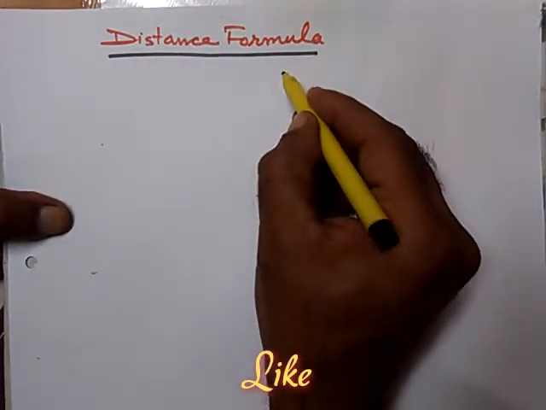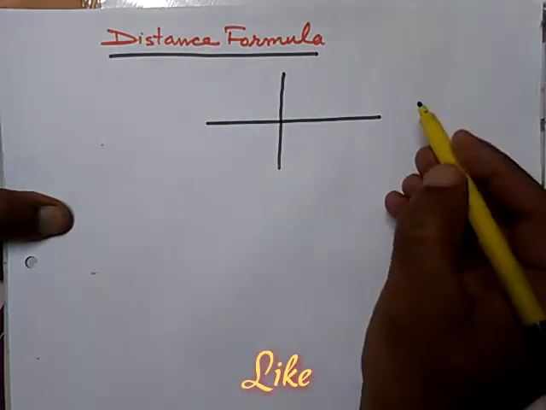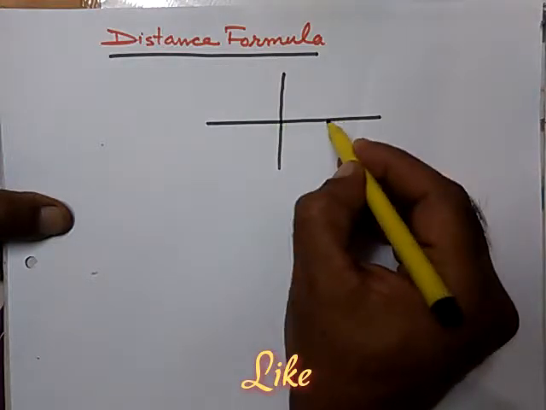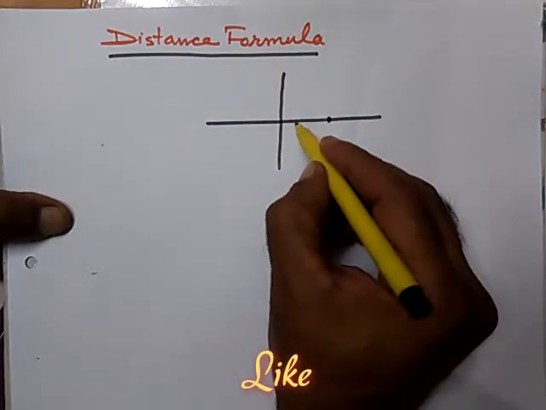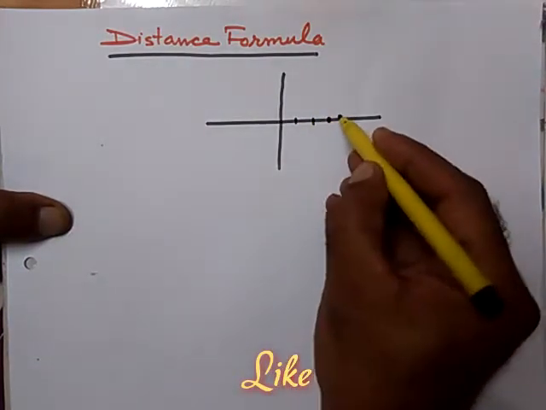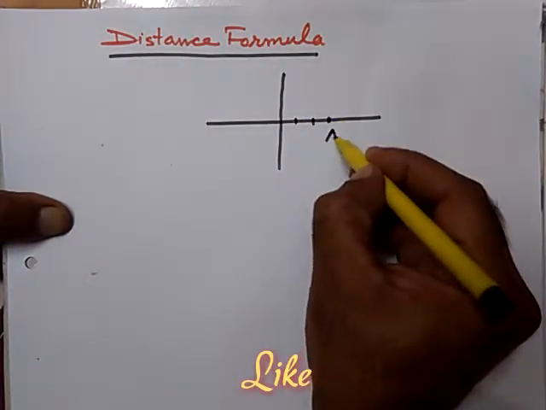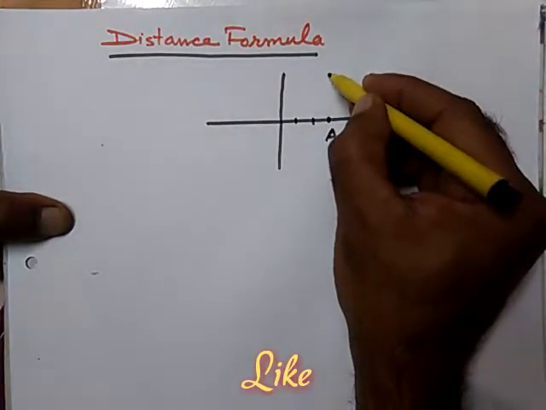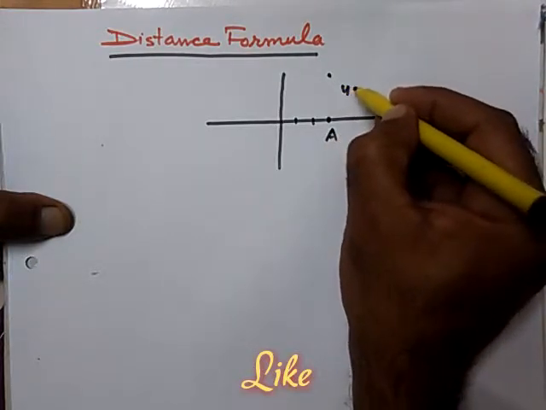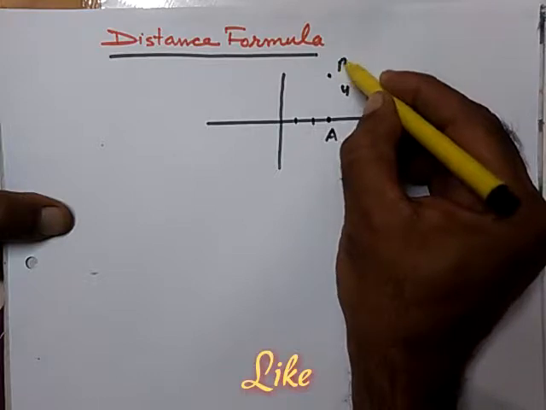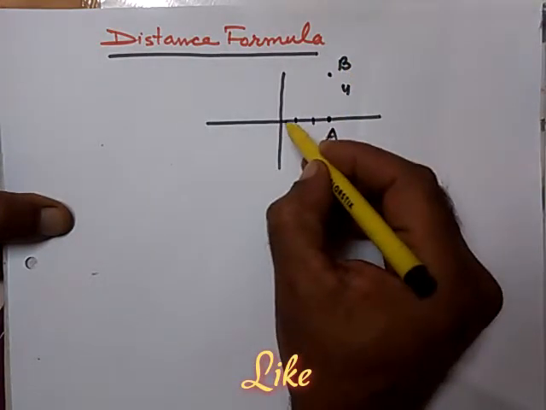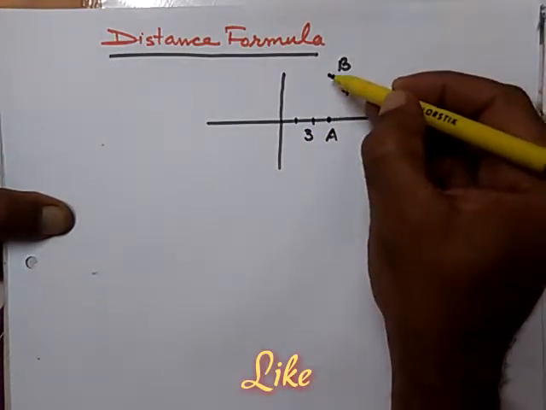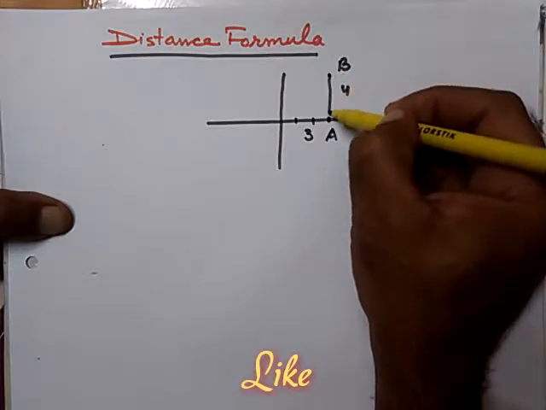Now let us take a coordinate axis and a point on the coordinate axis. Say this point is at a distance of 3 units, 1, 2 and 3, like this. Say this point is A, and along the y-axis, let us take one point at a distance of 4 units. Say this point is B. This distance is 3 units, and this distance along the y-axis is 4 units. Let us join A and B.